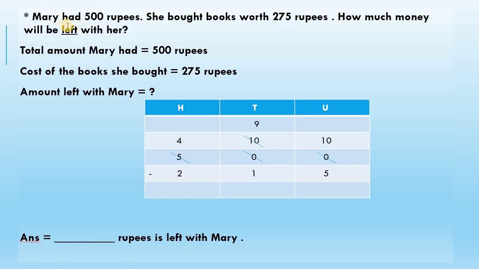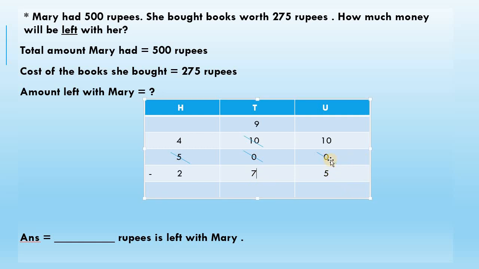Next word problem. Mary had 500 rupees. She bought books worth 275 rupees. How much money will be left with her? Total amount Mary had 500 rupees. Cost of the book she bought 275 rupees. Amount left with Mary. Now this word left tells you that it is a subtraction problem. Okay. So first write the bigger number, that is 500 minus 275.